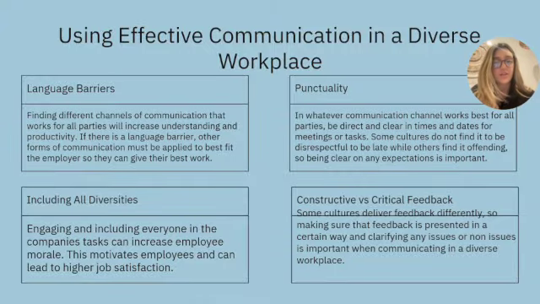Constructive versus critical feedback. Some cultures deliver feedback differently, so making sure that feedback is presented in a certain way and clarifying any issues or non-issues is important when communicating in a diverse workplace.